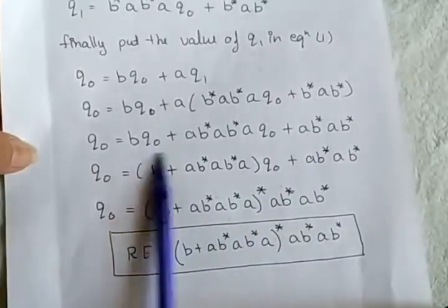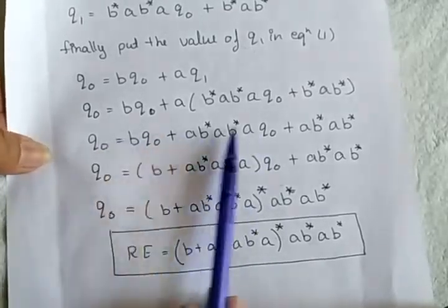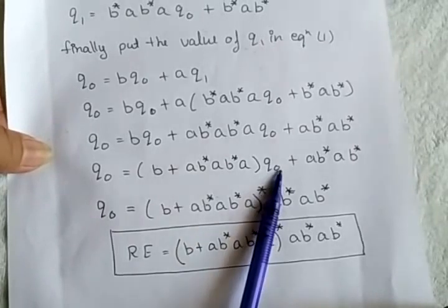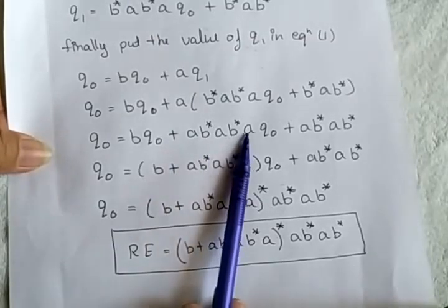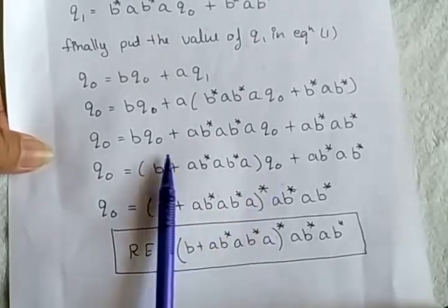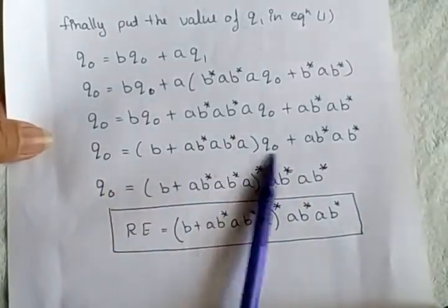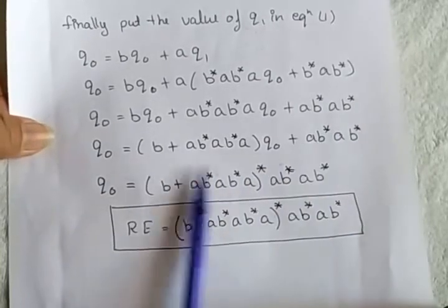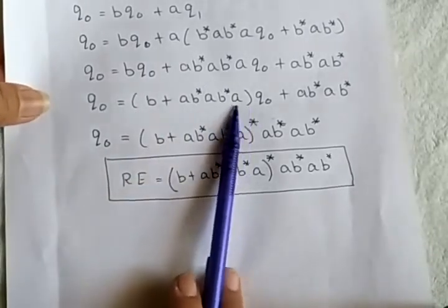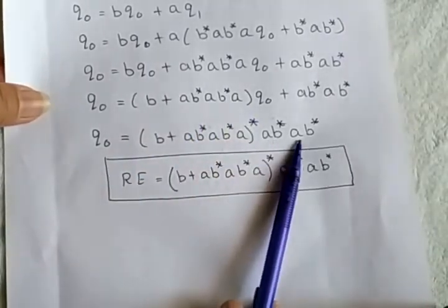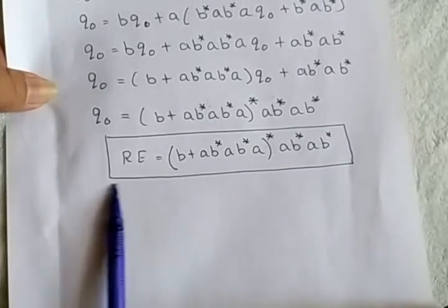No, sorry. Here also we are having Q0. So take Q0 common. So the equation will become Q0 is equal to B plus this term, and take Q0 outside. Right. Now it has become in the form of x is equal to AX plus B. Now the solution will be Q0 is equal to this term whole star into this term. Okay. So this is the final regular expression. Okay. Thank you.